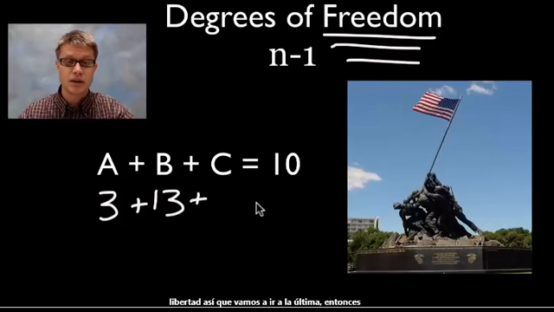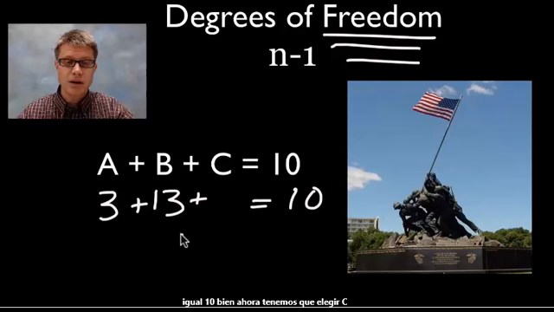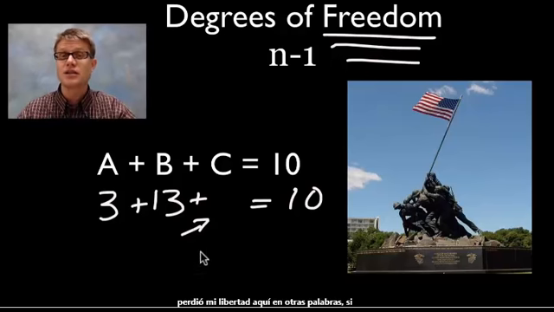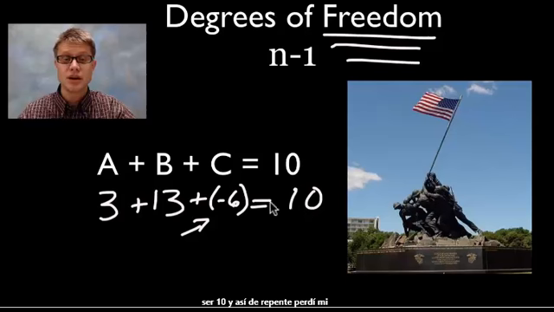So let's go to the last one then. So we're going to say that this plus this equals 10. So I've got a constraint here. It's got to equal 10. Well, now we got to choose c. Well, what can c be? Well, I've all of a sudden lost my freedom. In other words, if this is 3, this is 13, this has to be -6 if I want this to be 10, because this is 16 minus 6, that's got to be 10. And so all of a sudden I lost my freedom.